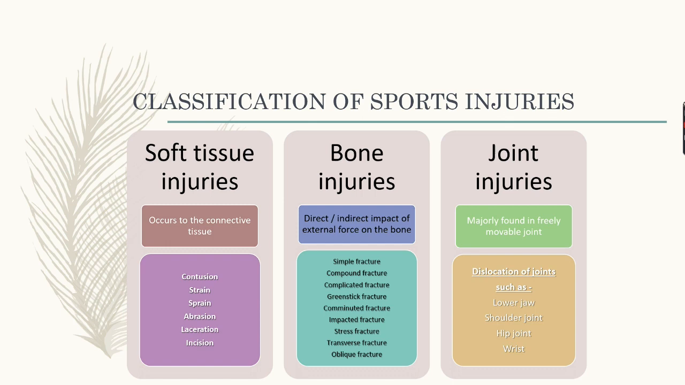Joint injuries. Majorly found in freely movable joints. Dislocation of joints such as lower jaw, shoulder joint, hip joint, wrist.